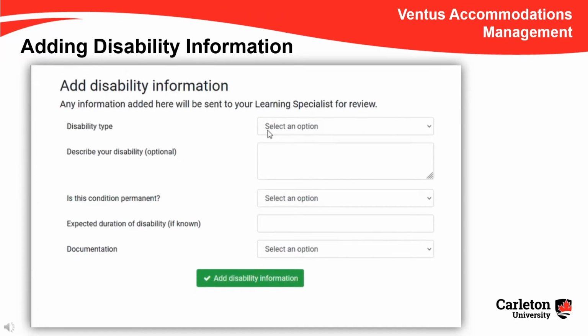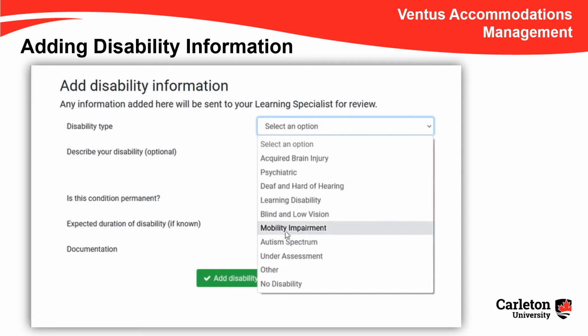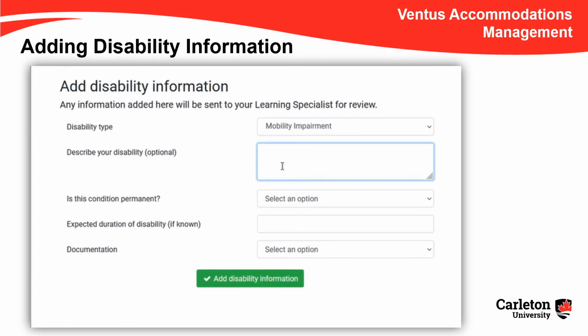In this dialog box, you can select the disability type, accessing the list of disabilities by clicking the down arrow. For this example, we will add a temporary disability, like a broken arm. So we will choose mobility impairment. You can add additional details about your disability in the Describe Disability optional text field. We add the detail that it is a broken arm.